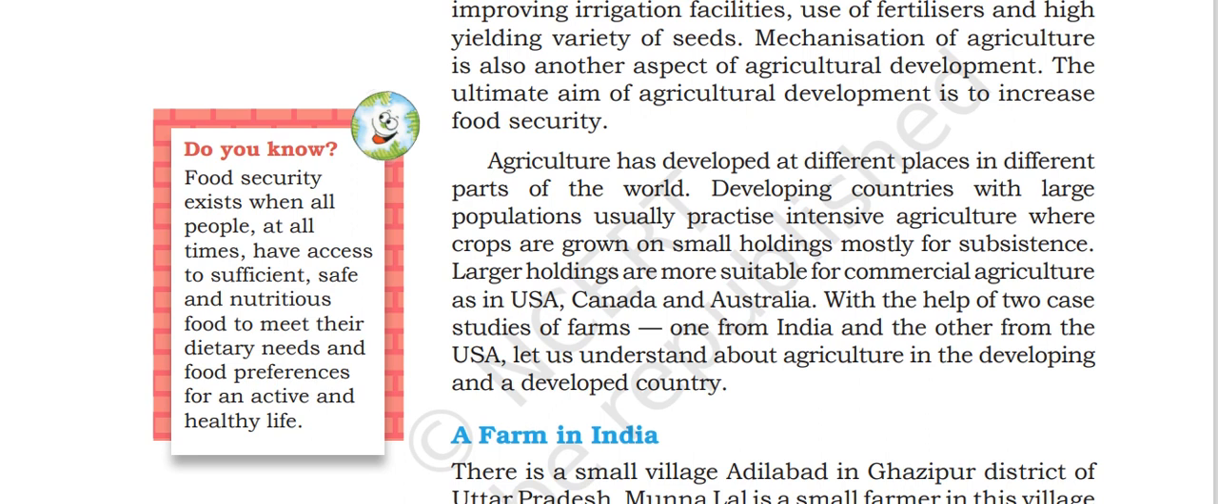Developing countries with large mechanization of agriculture. The ultimate aim of agricultural development is to increase food security.